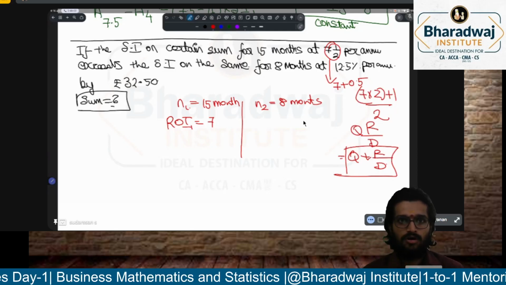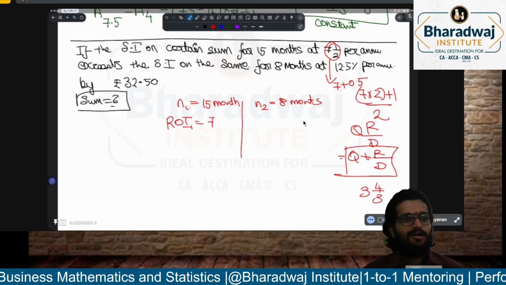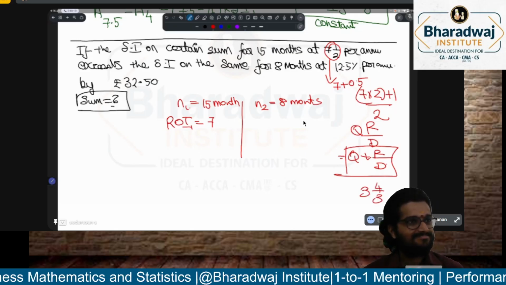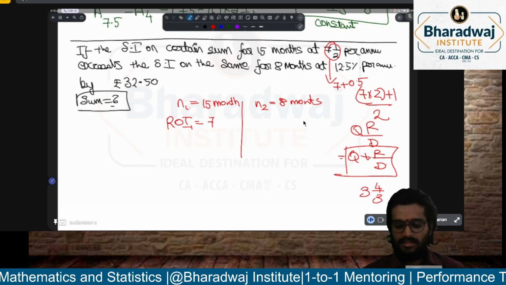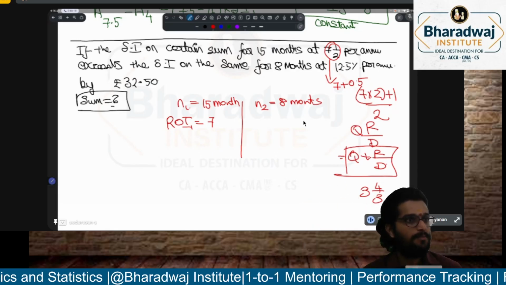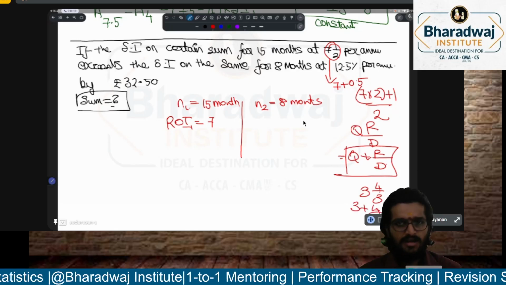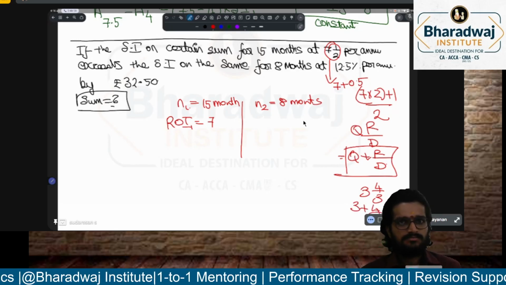That thing you know. If I have 3 4 by 3, what does it mean? Or 3 3 by 4, what does it mean? It's a mixed fraction. You will convert it into an improper fraction? Not needed. Just write it as 3 plus 4 by 3. Done. Enough.